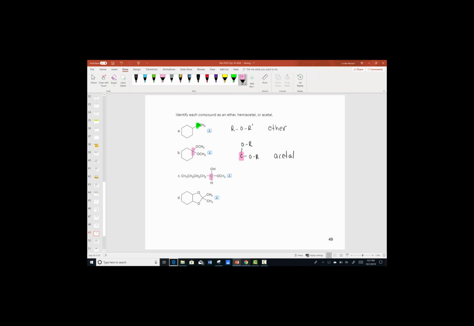Here is the carbon, but this time it's attached to an OH and an OR. When a carbon is attached to an OH and an OR, that's the definition of a hemiacetal. And finally, in our last example, here's the carbon, and it's attached to 2 other oxygens. When we see a carbon attached to 2 other oxygens, it's called an acetal group. Are you doing well?